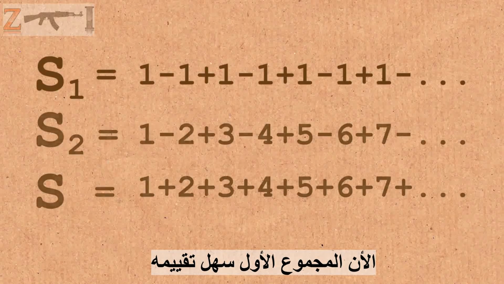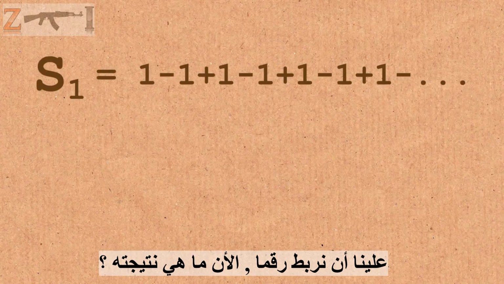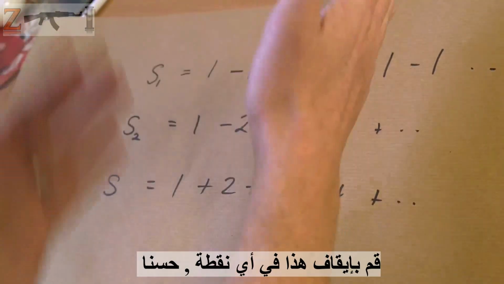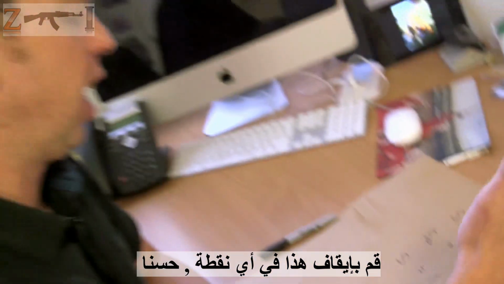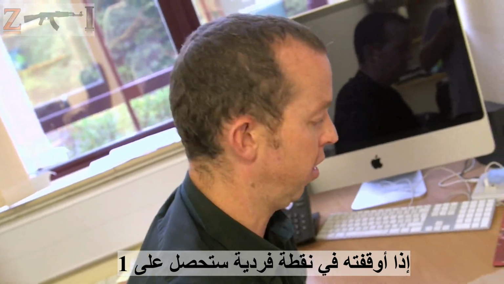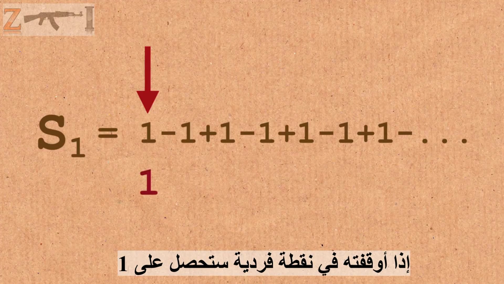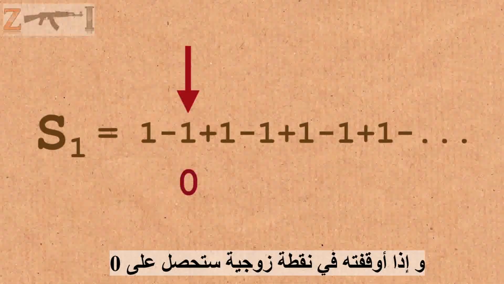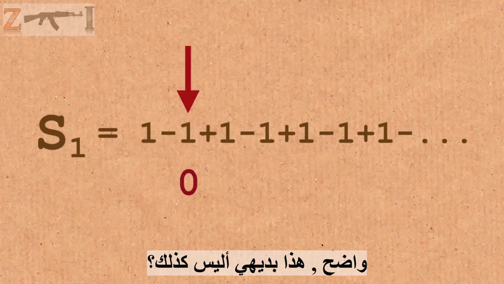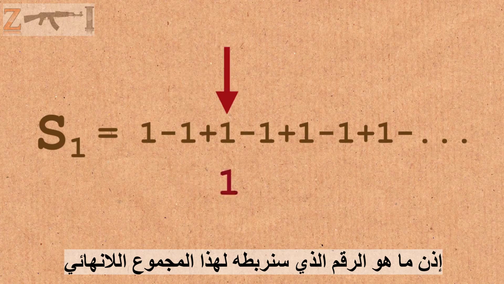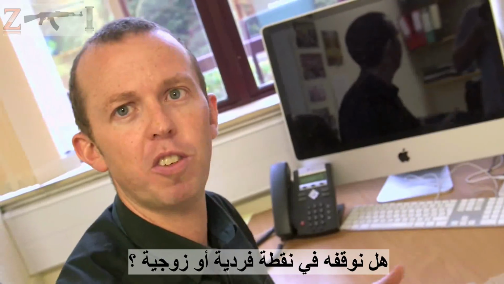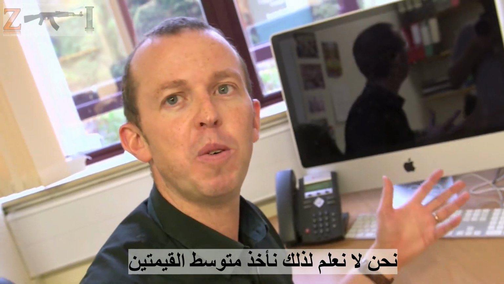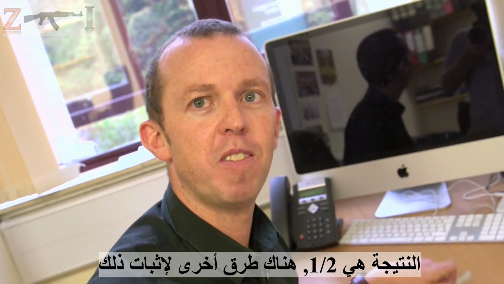Now, the first one is really easy to evaluate. We need to attach a number. Now, clearly, what is the answer to this? You stop this at any point. If you stop it at an odd point, you're going to get the answer 1. If you stop it at an even point, you'll get the answer 0. Clearly, that's obvious, right? So what number are we going to attach to this infinite sum? Do we stop at an odd or an even point? Well, we don't know. So we take the average of the two. So the answer is a half.